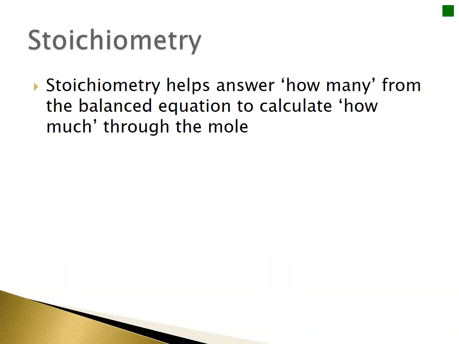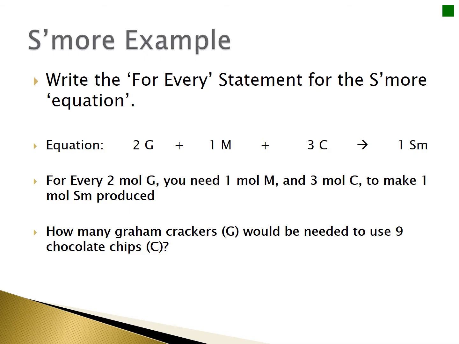So what it basically is, it tells you how to use a balanced chemical equation to calculate how much, through the mole. So how much or how many can I get from this much of a substance of something else?